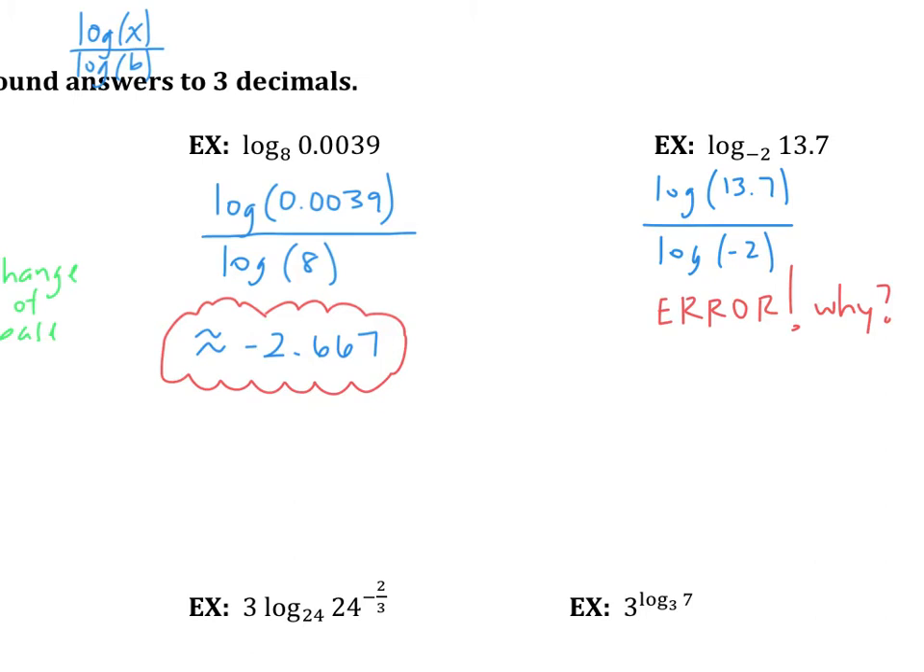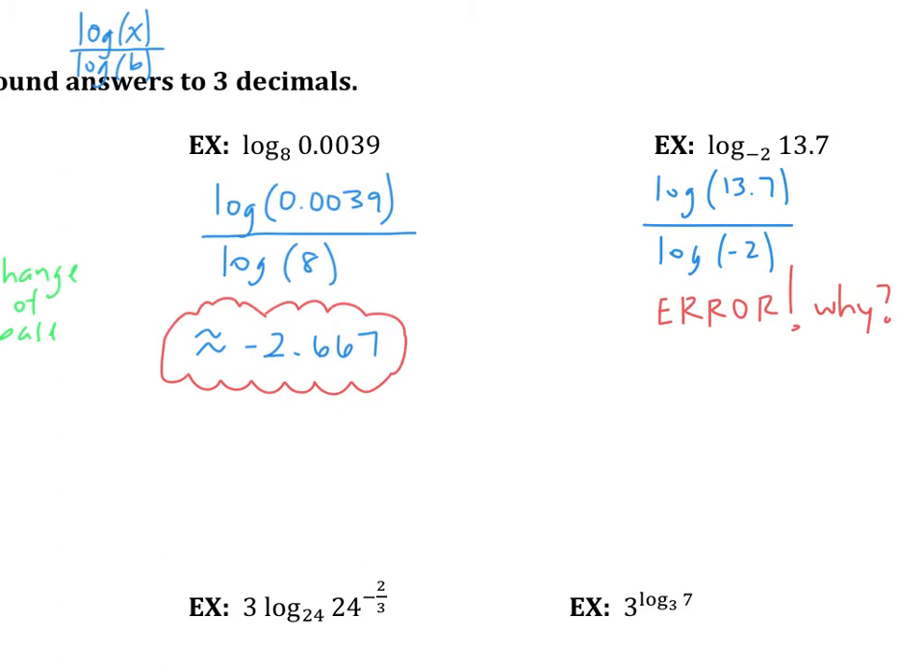Okay, if you use the change of base formula, you get log of 13.7 over log of negative 2, and your calculator is screaming an error at you. Why? Well, I could have looked at this log right from the get-go, and I could have told you that we were going to get an error. I could have told you that there's no solution, no real number here.